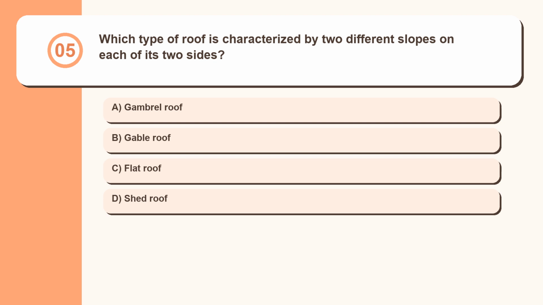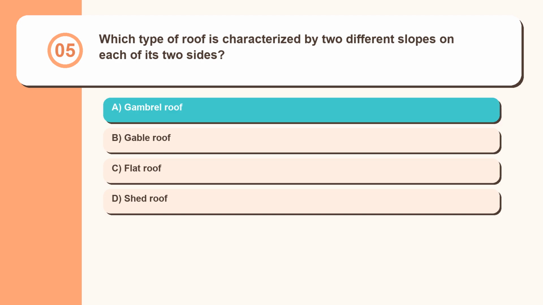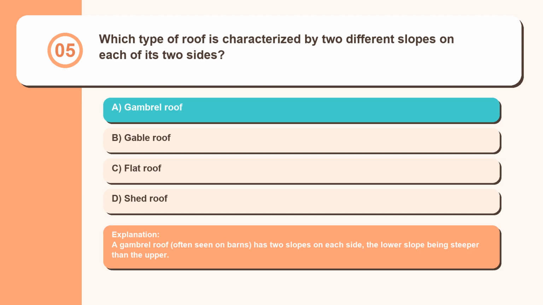Question 5. Which type of roof is characterized by two different slopes on each of its two sides? Gambrel roof, gable roof, flat roof, shed roof. A gambrel roof, often seen on barns, has two slopes on each side, the lower slope being steeper than the upper.